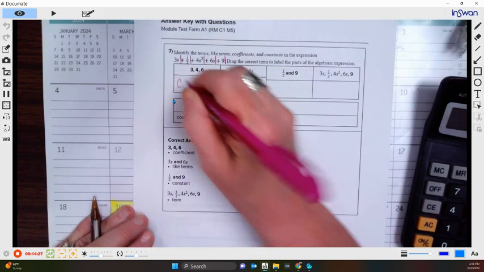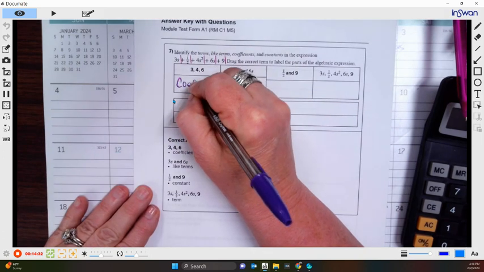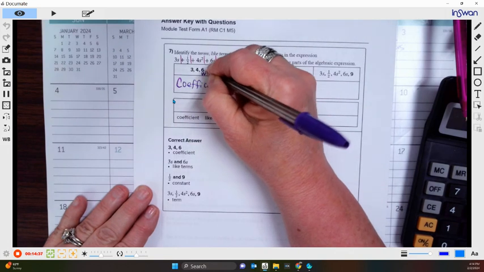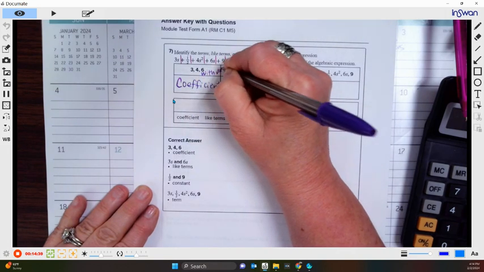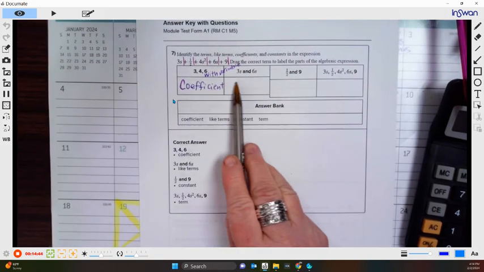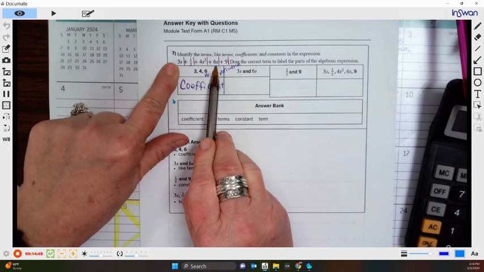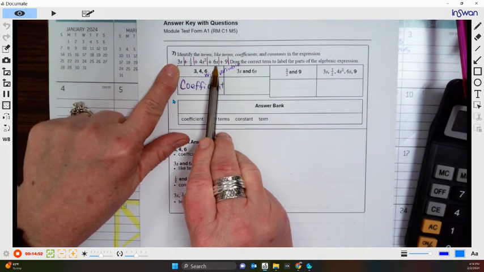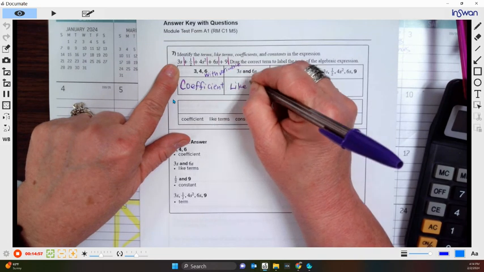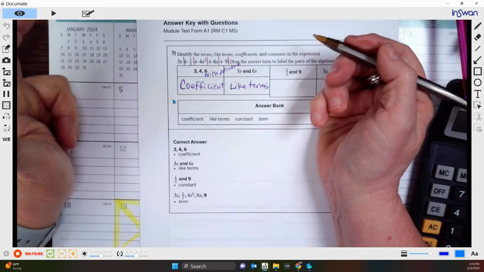So the first one would have been coefficient because those are with variables. So I just put that there so you would kind of know. If we look at the 3s and the 6s, well, here I have the 3s. Here I have the 6s. I don't have any other s terms, so that has to be the like terms because they would go together. They have the variable, they would go together.